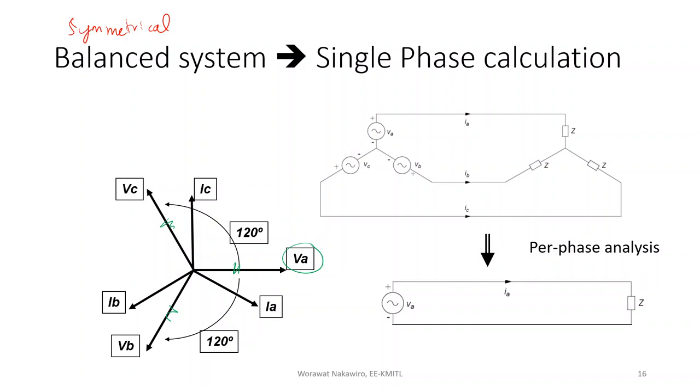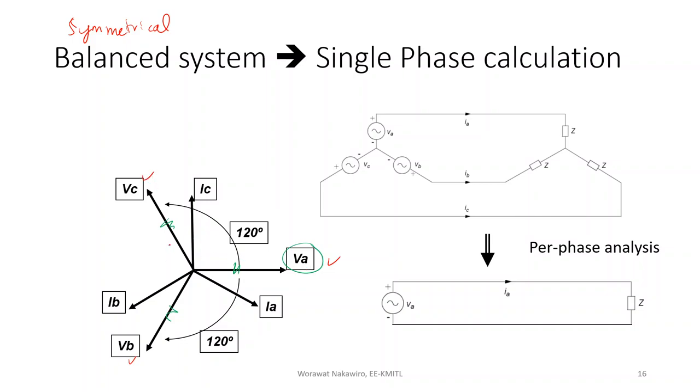The concept of analyzing a balanced three-phase system is that all the three phases have the same loads and the sources have the same magnitude as well. Last time we discussed that if a system is balanced, meaning the voltage magnitudes of all the three phases are equal, in this case we have VA, VB, and VC with equal length.